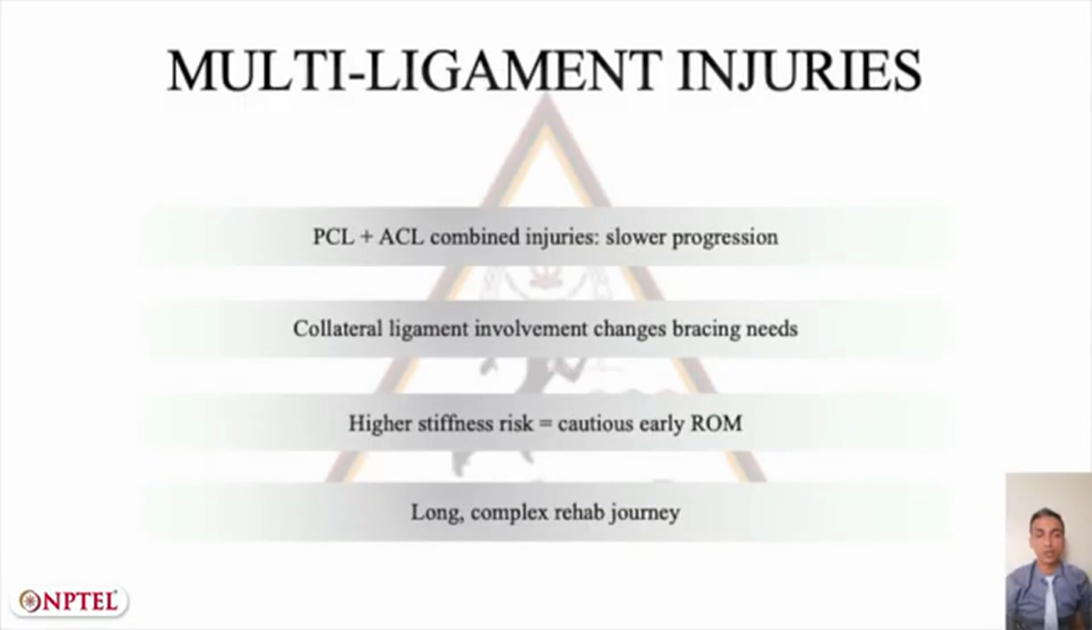Sometimes you may also come across cases with multi-ligament injuries, where more than one ligament is involved. Multi-ligament injuries, such as a combined ACL and PCL tear, or ACL plus collateral ligament injuries, are far more complex. These patients are at high risk of developing stiffness, instability, and also graft failure.